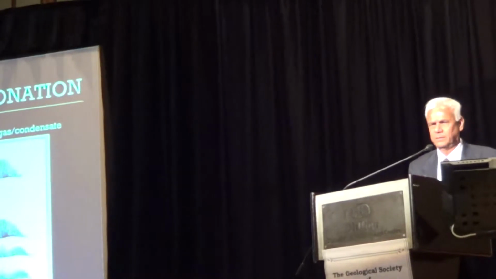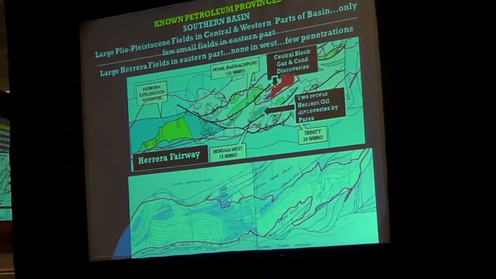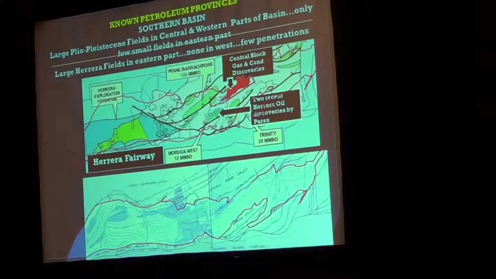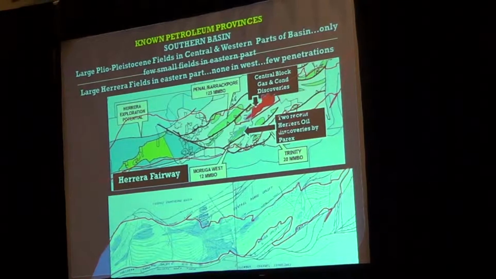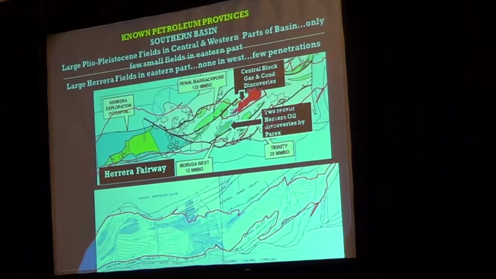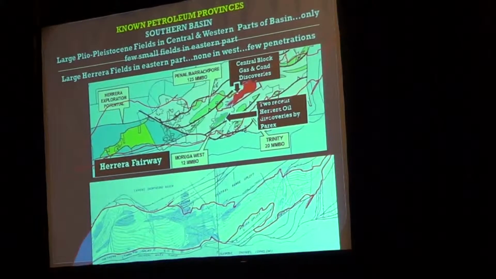Okay, so let's look now first at the known petroleum provinces. If we look at the southern basin, the map at the bottom is a map of the structure contours on the southern basin, which is a piggyback basin, which sits within the fold and thrust belt.